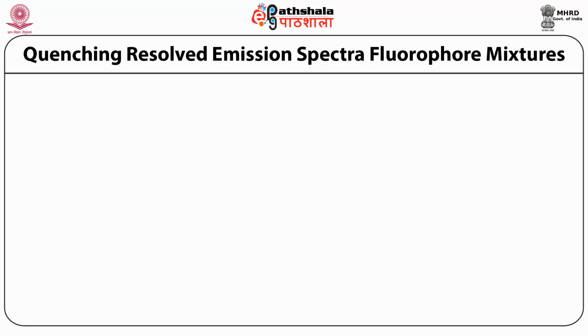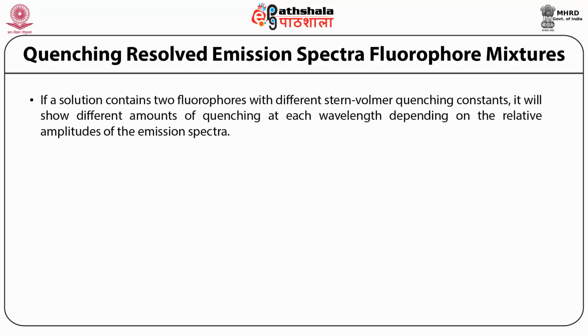Quenching resolved emission spectra. Emission spectra are studied for the functioning of proteins, and we know that emission spectra of proteins often shift in the presence of quenching. Therefore, quenching can be used to resolve the protein emission spectra. This shifting occurs due to the exposure of tryptophan molecules differently to the quencher. So if a solution contains two fluorophores with different Stern-Volmer quenching constants, it will show different amounts of quenching at each wavelength.